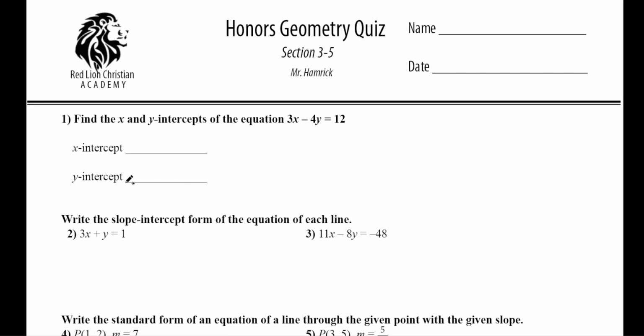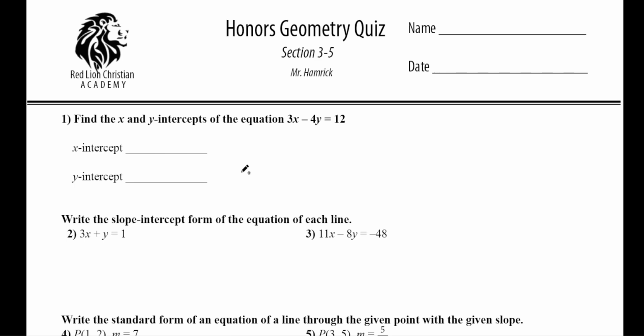Here we go. It says find the x and the y-intercept. I'm not going to go through a big explanation of why you do this. I did it on the review, but on this one, I'm just going to show you how to do it. Now, everybody watch, especially if you got it wrong. If you got this wrong, you should be writing this down right now, okay?